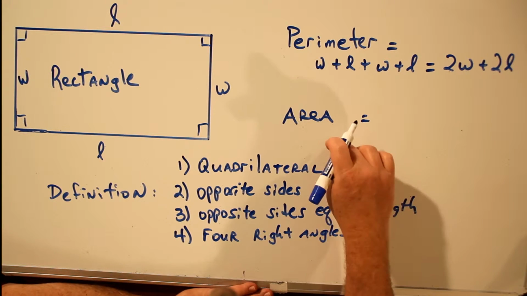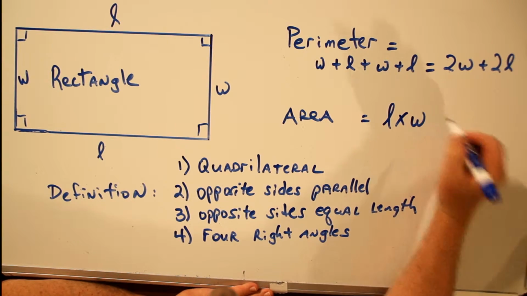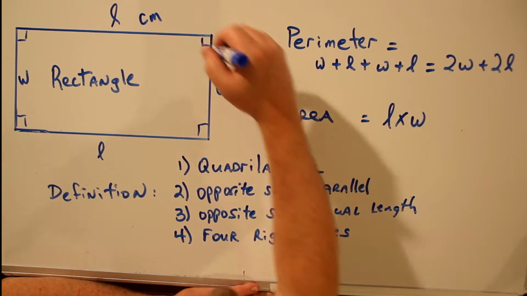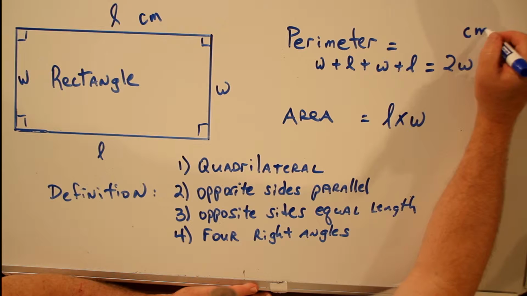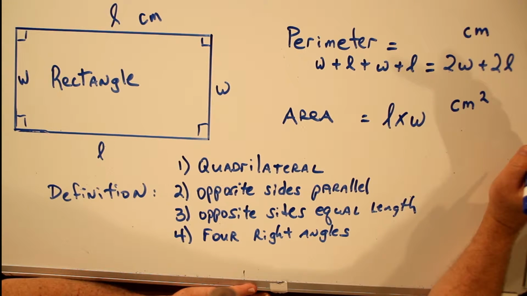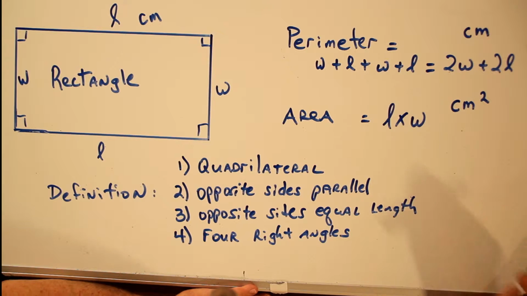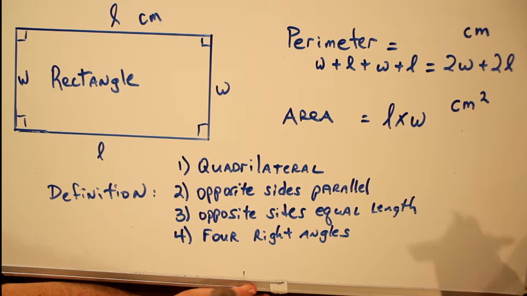How do we find the area of a rectangle? We multiply length times width. Length times width. Whatever the units are for the length, if it's centimeters, the perimeter will be in units, centimeters. The area will always be in square units. Sometimes we write centimeters squared. Or if it's inches, we can have inches and inches squared, yards and yards squared, and so forth. Perimeter is a linear measurement. Area is a square measurement.